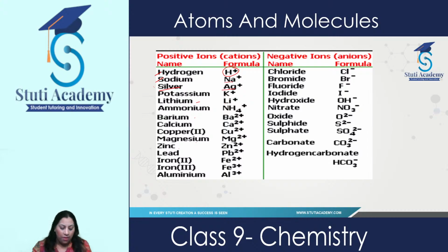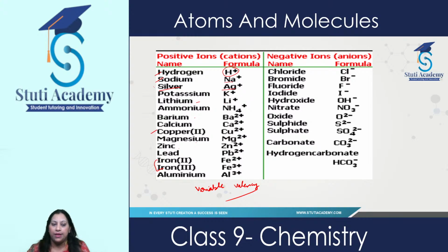Sometimes these metals exhibit more than one valency, and that is known as variable valency. If they show more than one valency, like in the case of iron here, copper also shows this, that I'll discuss later. Then aluminium, Al3 plus.